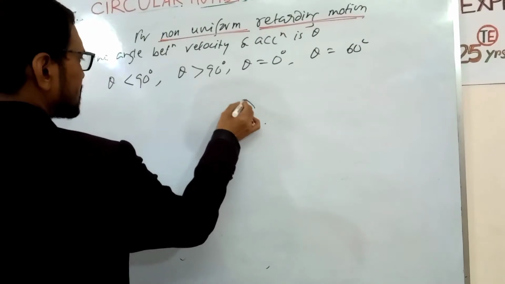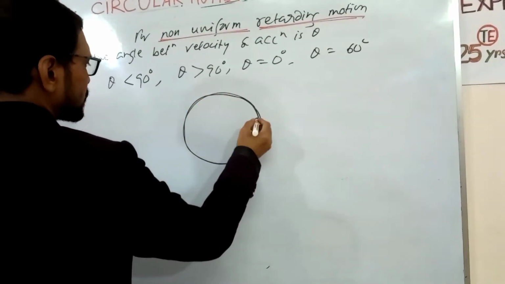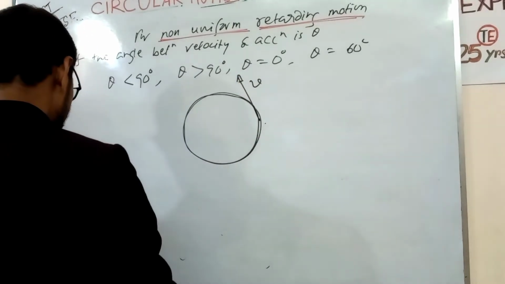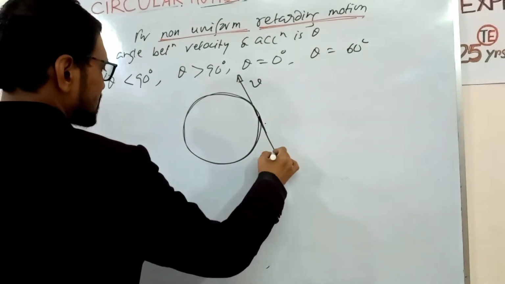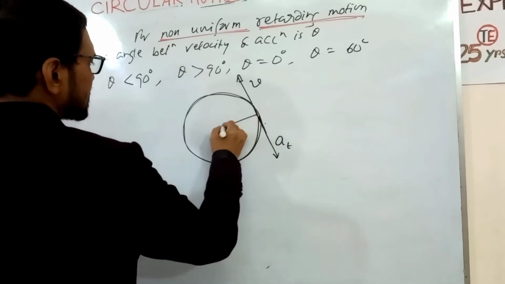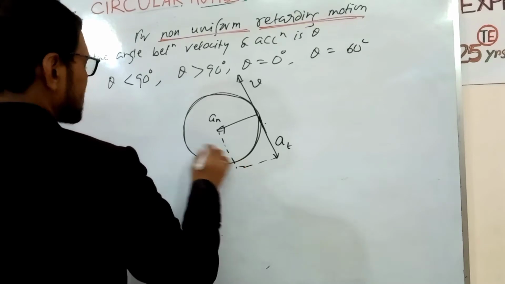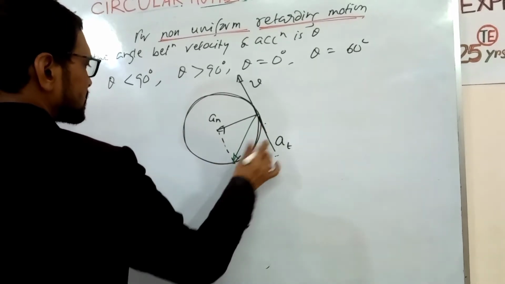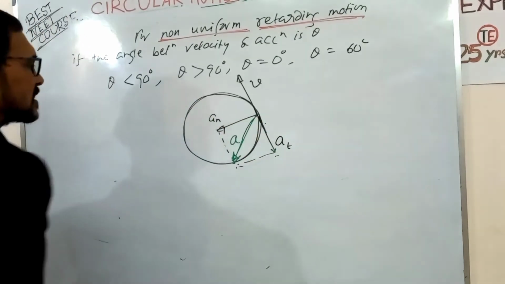For non-uniform circular motion, for retarding motion, if the velocity is in this direction, then the acceleration is opposite. So this is the tangential acceleration, and normal acceleration is in this direction. So now net acceleration will be the combination of this and this. The net acceleration is along this direction.